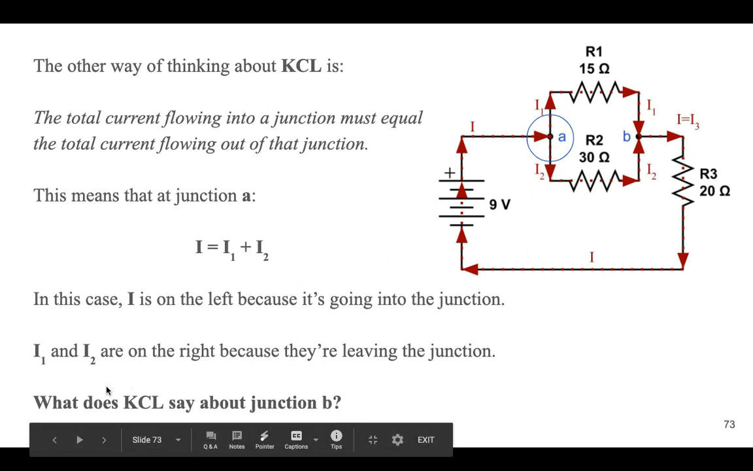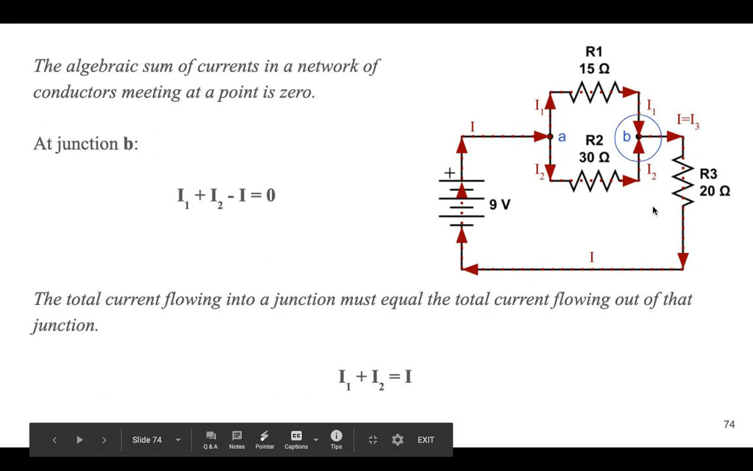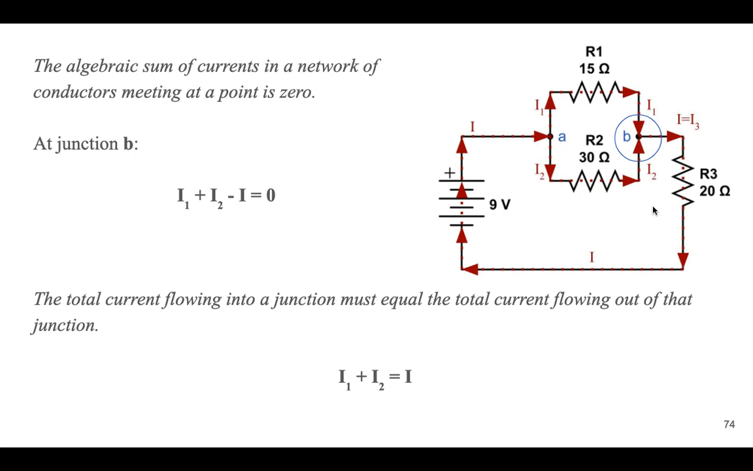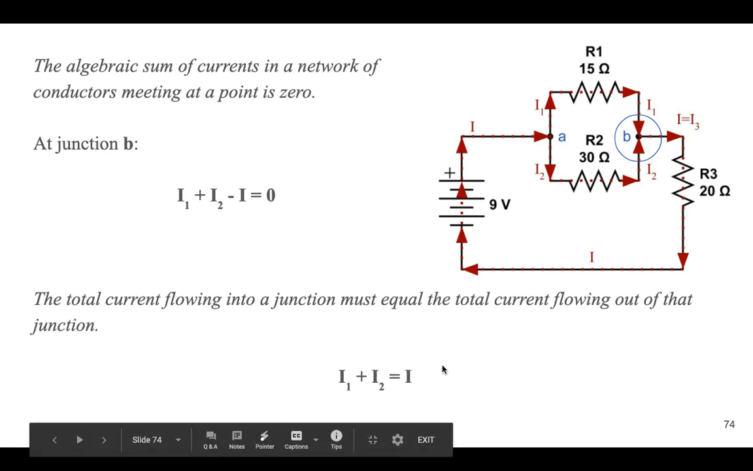So what would KCL say about junction B? What would the math look like? At junction B, you have I1 and I2 coming in. Here's both ways of looking at it. You have I1 and I2 coming in, so those are pluses, and then you have I going out, so that would be a minus. But again, the clearer, more useful way of thinking of this is you have I1 and I2 coming in, so they're positive on the left side, and then you have I going out, so that's positive on the right side.